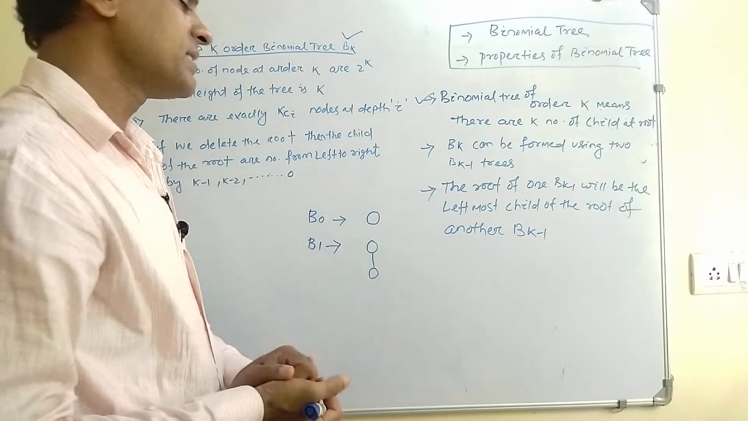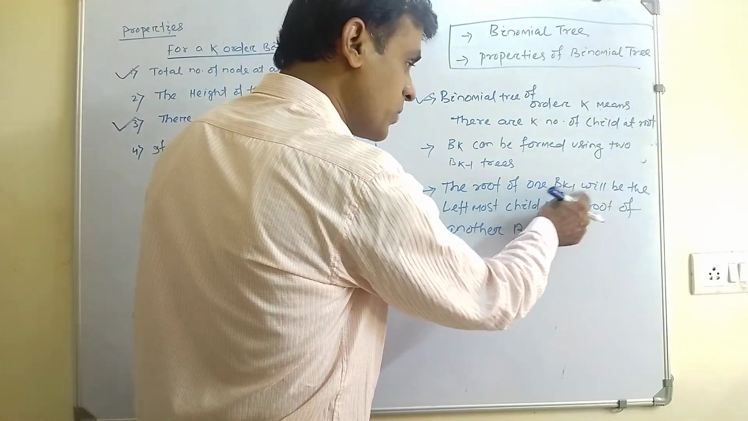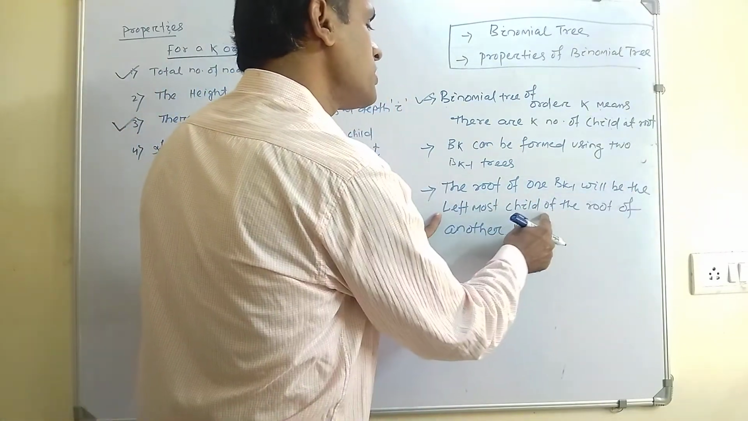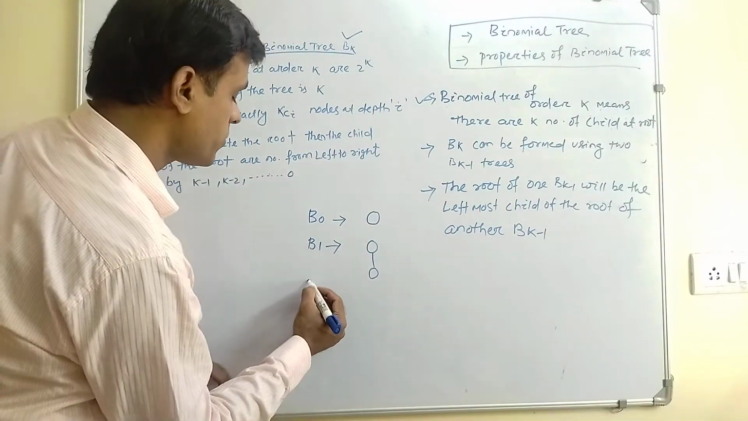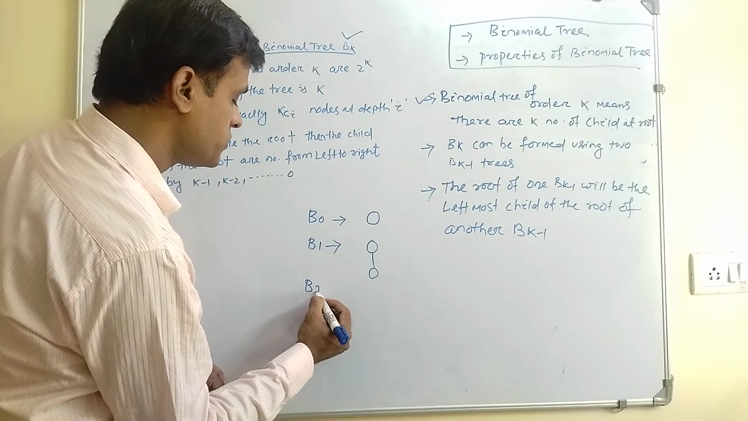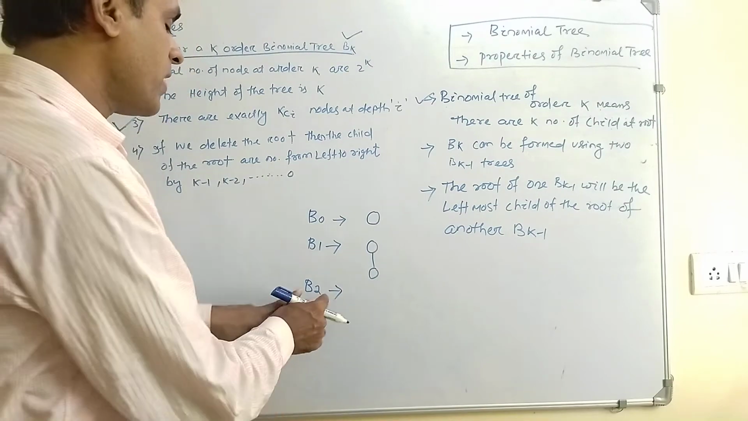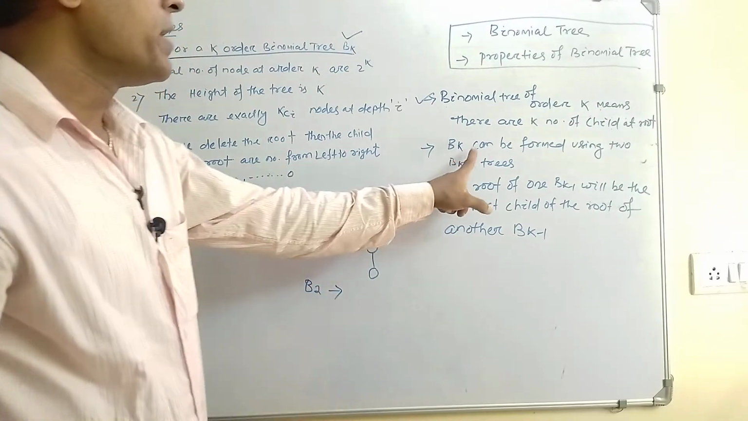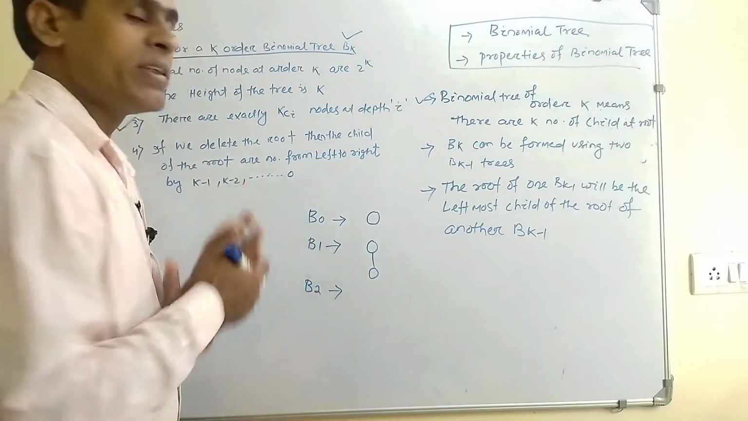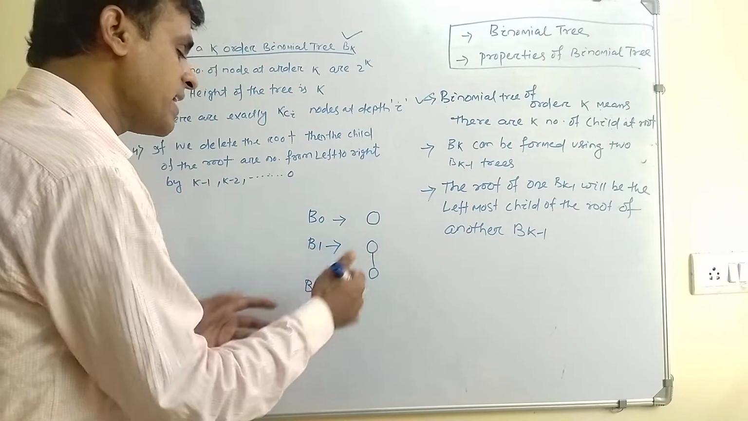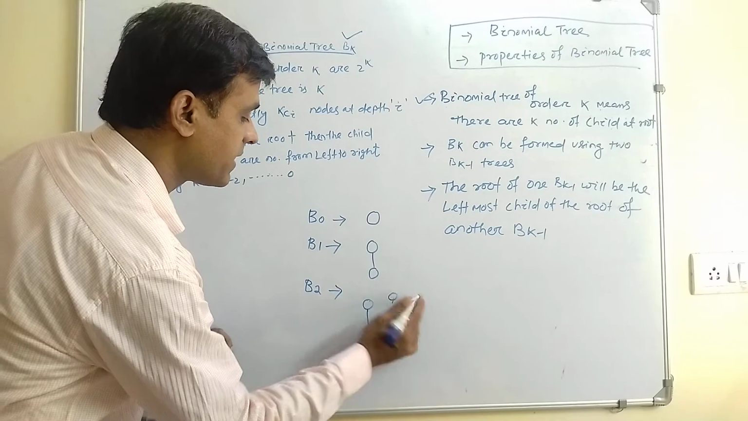The third property says that the root of one B(k-1) will be the leftmost child of the root of another B(k-1). Suppose you want to present B2, a binomial tree of order 2. Then you have to take two B(k-1) trees, that means two B1. This is one B1, and another B1 I have taken here.